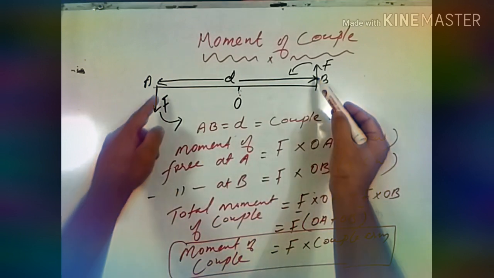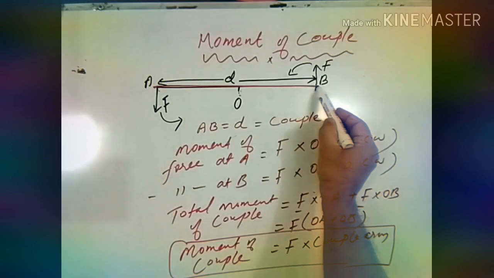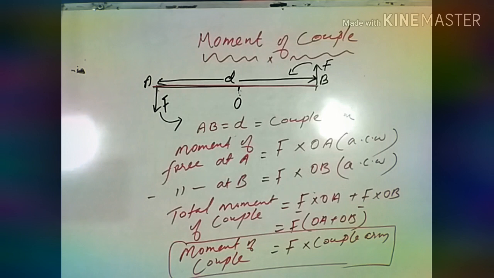What is couple arm? The perpendicular distance between the two forces, A to B. We call it the couple arm. This is known as the moment of couple. Alright.